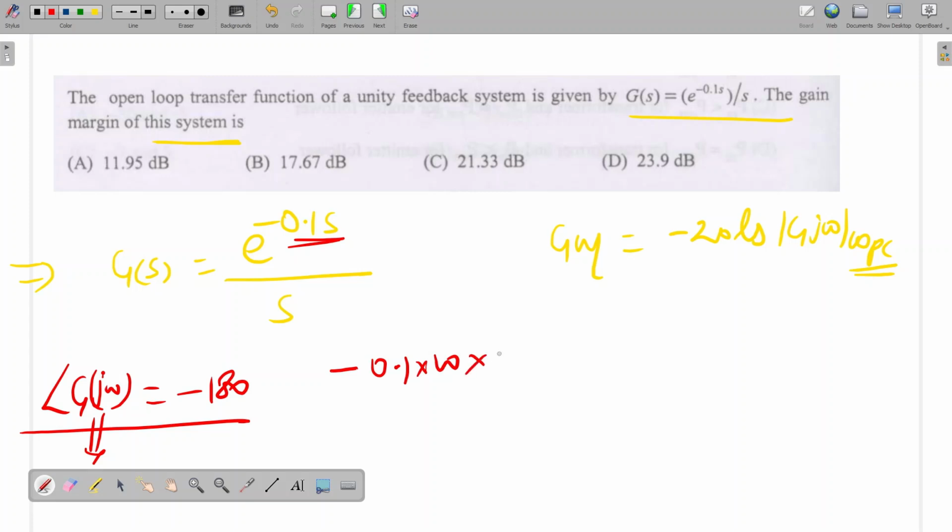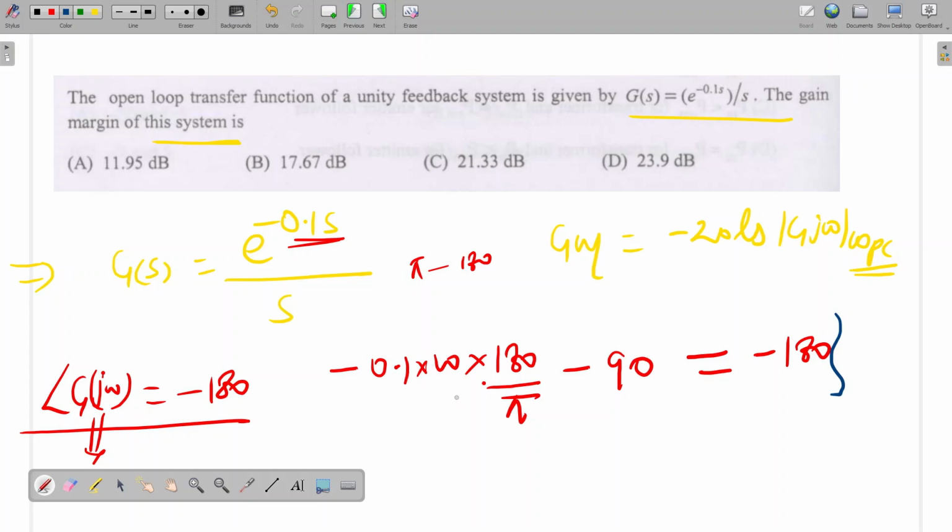How can we convert it into degrees? Pi radian is 180 degrees, so 1 radian is 180 by pi, and we multiply by 180 by pi. The angle of S in the denominator is minus 90. This total angle should be equal to minus 180 degrees. If we get the value of omega from here, that omega will be our phase crossover frequency. Minus minus will cancel and it will be 90 here, so 0.1 omega by pi is equal to 90 by 180.